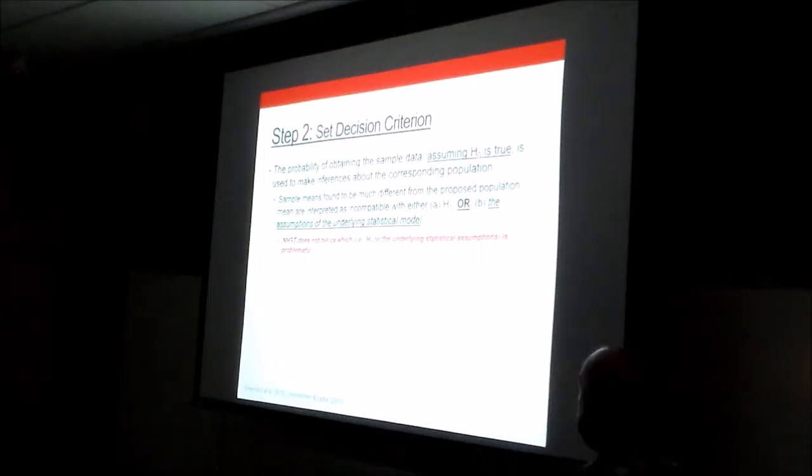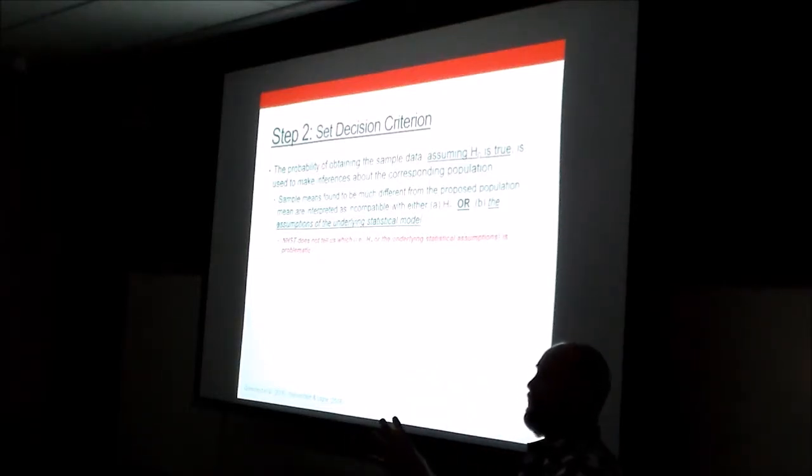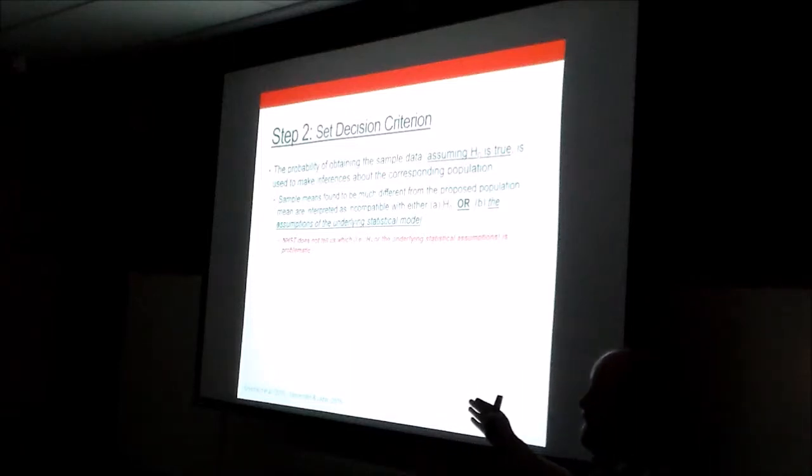If we find that our sample mean is much different than a proposed population mean, we're going to determine this is incompatible with either the null hypothesis or the assumptions of the statistical model. An important thing, and I think Howell talks about this, along with a couple of other people, is that we don't know which, right? So assuming a population mean of this, we find a mean that's out here based on our data.